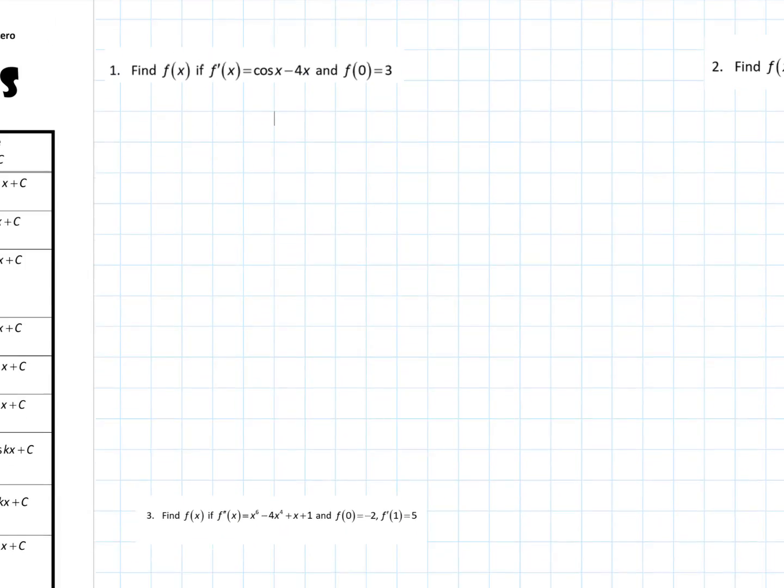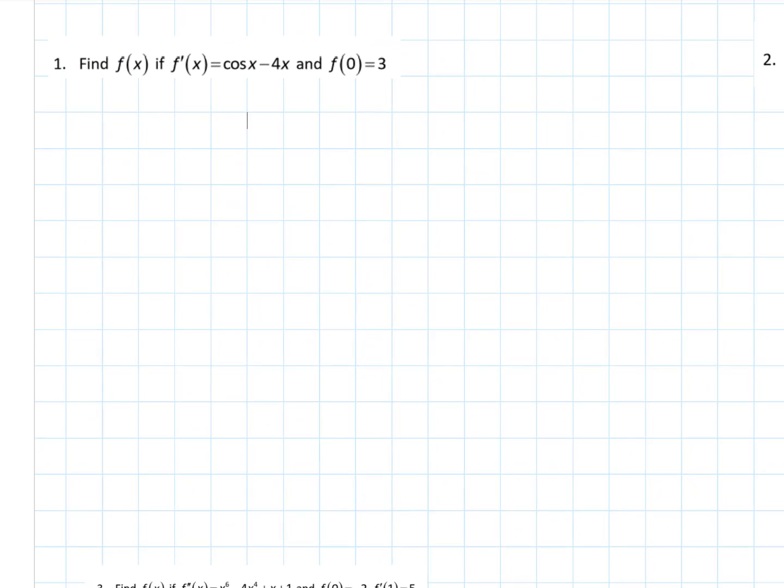So let's go ahead and take a look at this function. Here we start with a derivative, f prime of x, and we are asked to find f of x. We are given the prime notation and asked to find the antiderivative. To find the antiderivative, we're going to have to look at this function, cosine of x minus 4x, and apply our rules.